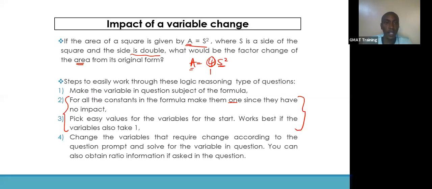In this case, we're not told about any percentages, that's the ratio information. We're talking about the fraction, or the ratio in this case. So we're told the impact of the area from its original form. So let's do this question together, step by step.